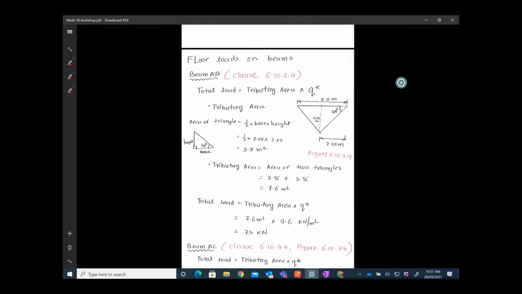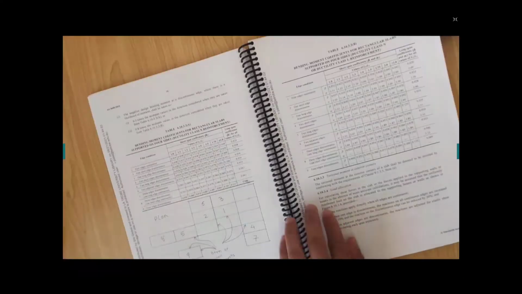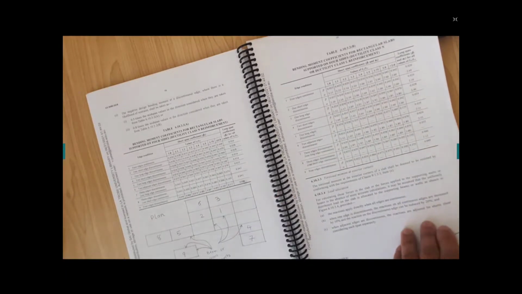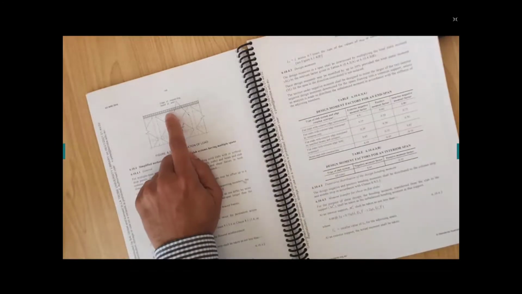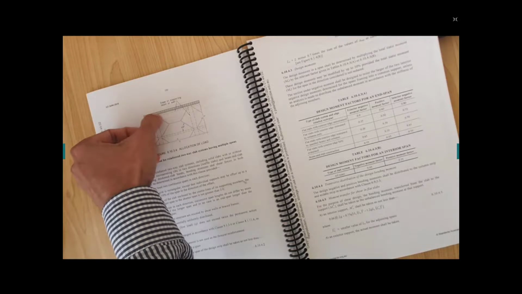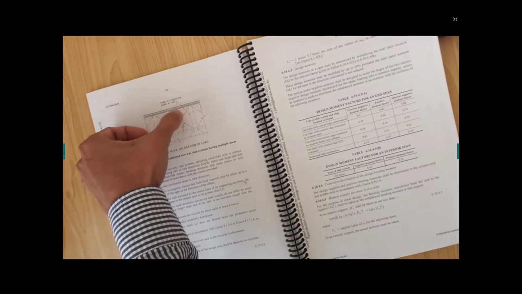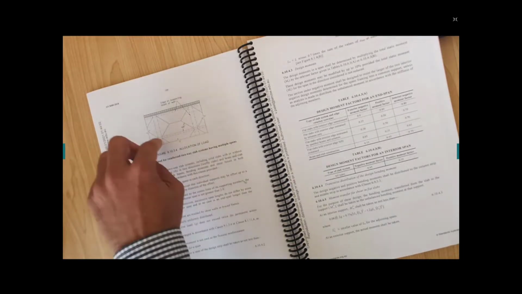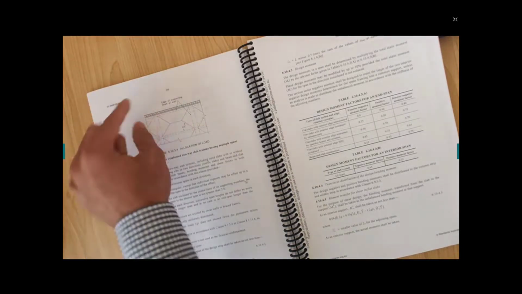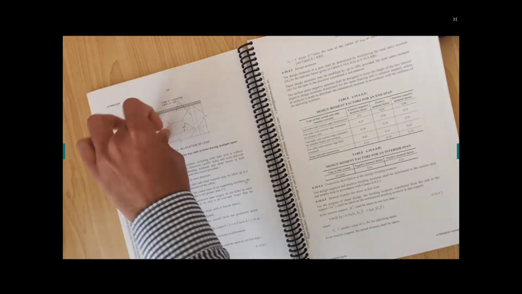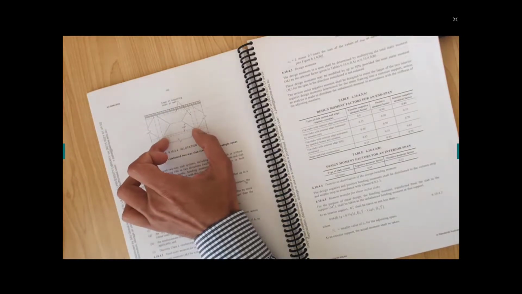Let me show you. Okay. There is clause 6.10.3.4, the load allocations. If you read this one, these figures will be helpful. If you have a beam, this beam will have a triangle, this beam will have a trapezoidal. This beam has a triangle, and the longer side of the beam will have a trapezoidal, the shorter side of the beam will have a triangle. That's how it distributes.